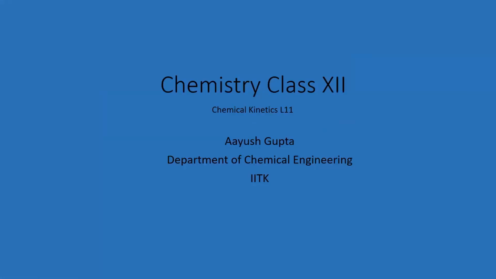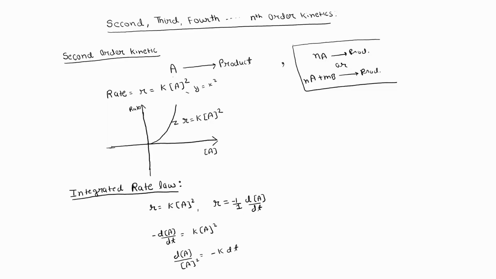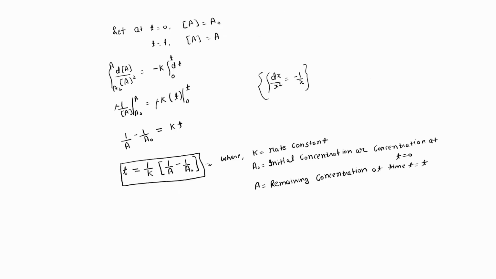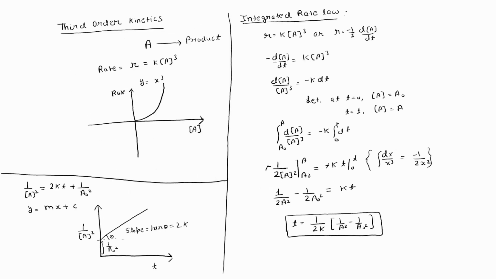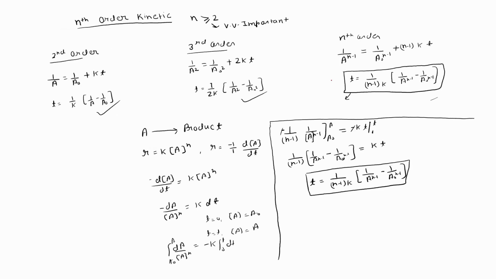Hello guys, this is the 11th lecture of chemical kinetics. In the previous lecture, we talked about the integrated law and half-life and the graphs of second, third and fourth order kinetics, that is nth order kinetics, and we calculated a general expression for nth order kinetics, and this comes out to be t is equal to 1 upon (n minus 1) into k, multiplied by (1 upon a to the power n minus 1 minus 1 upon a naught to the power n minus 1), where a is your final concentration, that is concentration at time t, a naught is initial concentration, n is the order of reaction, and k is the rate constant.